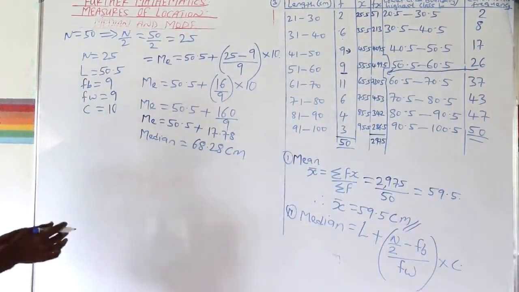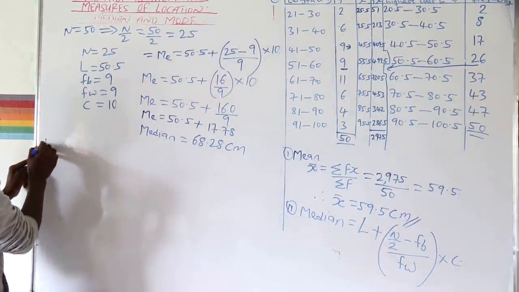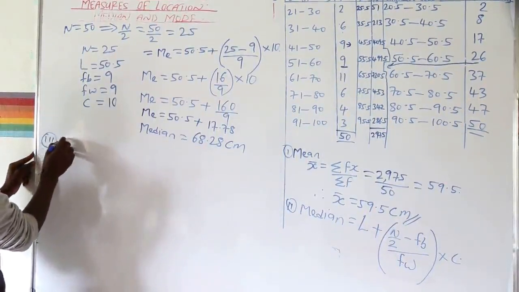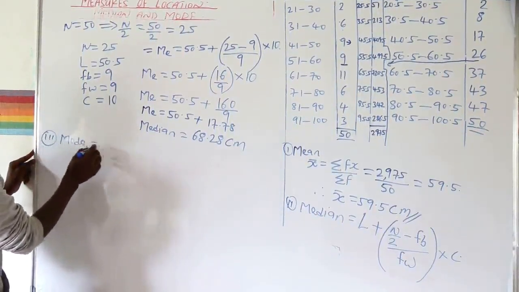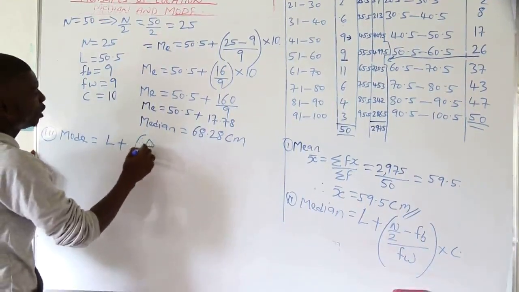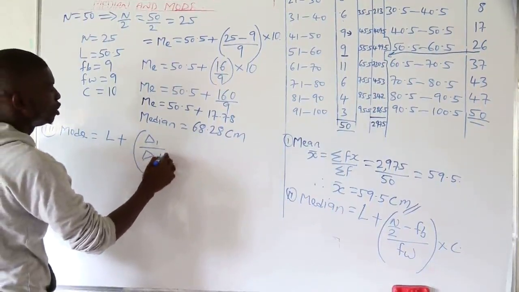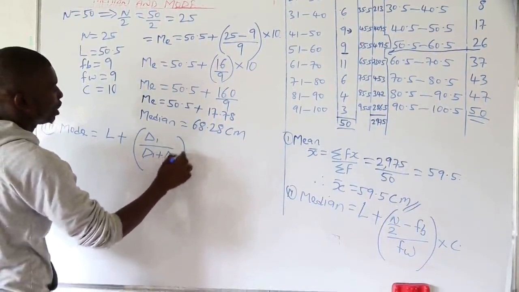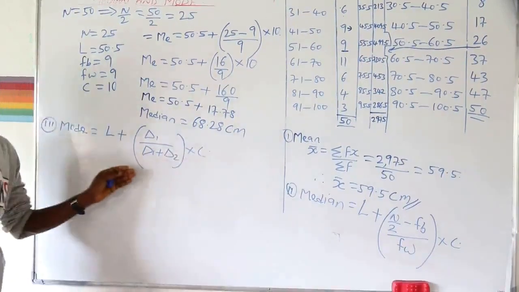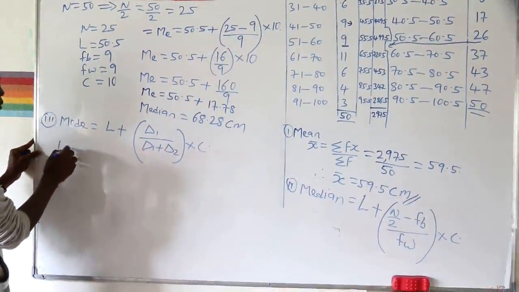Now this next one is what? To find our mode class. Now for the mode, number 3, mode. We said our formula is what? L plus bracket change in 1 over change in 1 plus change in 2, times C. So this is our formula for mode.